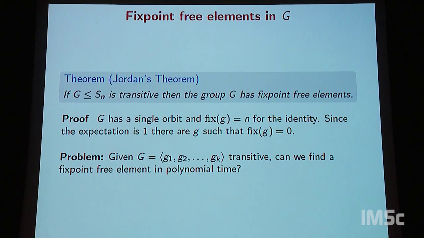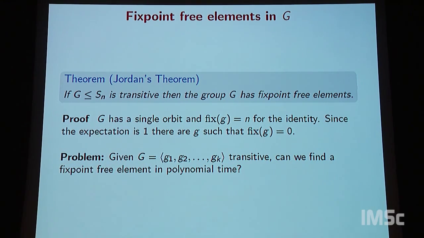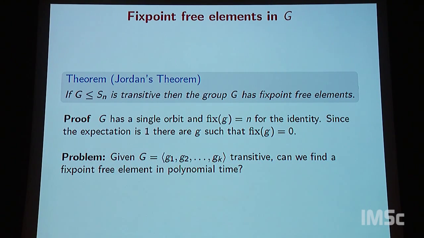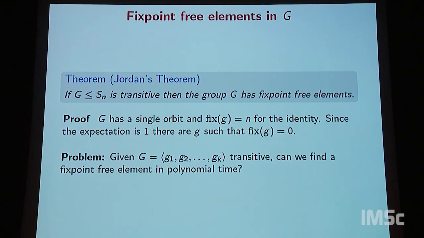But now, suppose I am given G, which is a subgroup of Sn, by a bunch of generators, and suppose it's transitive. I know how to check that it's transitive because I can find orbits in polynomial time. I can efficiently check if G is transitive. But now I want to find a fixed point free element. I know G has a fixed point free element by Jordan's theorem. I just want to find one. How do I do it?